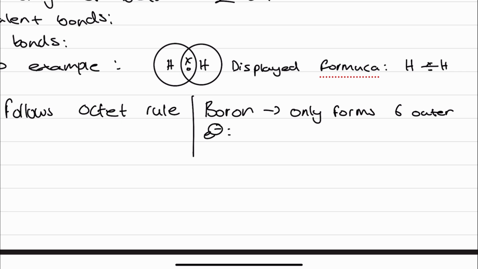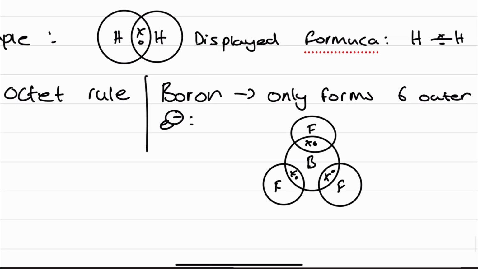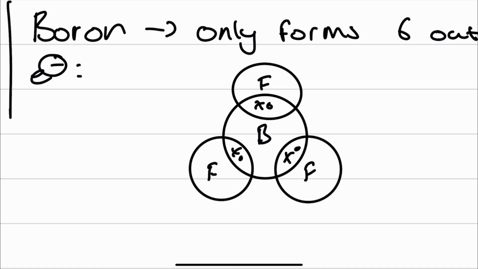So an example of this is boron trifluoride. Now, you can see the total number of electrons is 6. This doesn't follow the octet rule, so it doesn't need an extra set of atoms to form 8 outer electrons. It's perfectly fine and perfectly stable with 6 outer electrons. Now, there are some other examples.